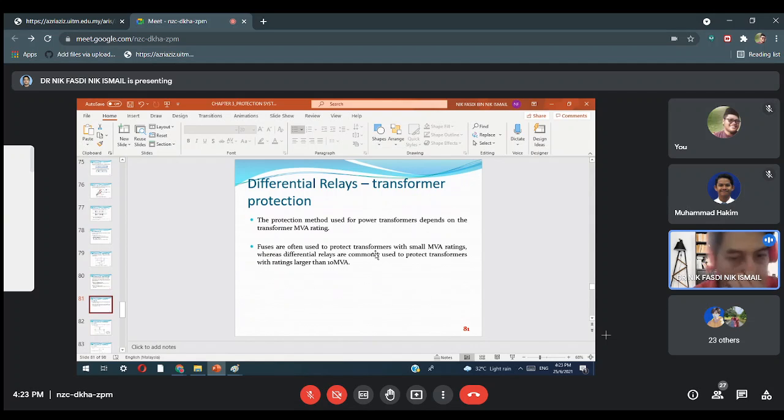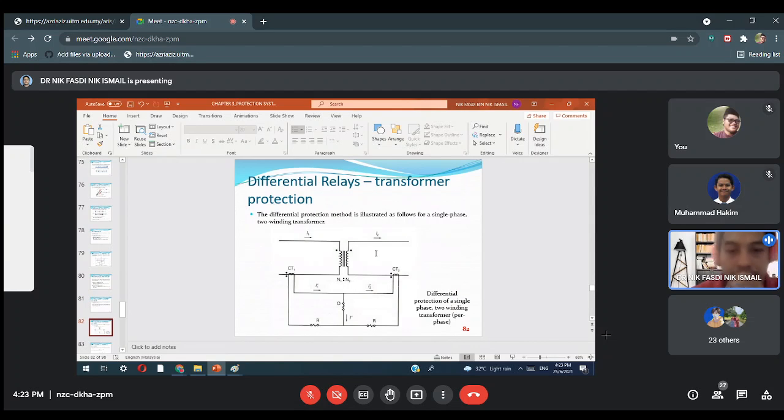So it's not practical for a small size of transformer, but for the largest size of transformer, larger than 10 MVA, besar tu, 10 MVA. Okay, so this is the circuit configuration to protect the transformer. Differential, single phase, two winding transformer. This is single phase. Kalau three phase lagi complicated sebenarnya. Single phase, straightforward. This is primary and this is secondary.